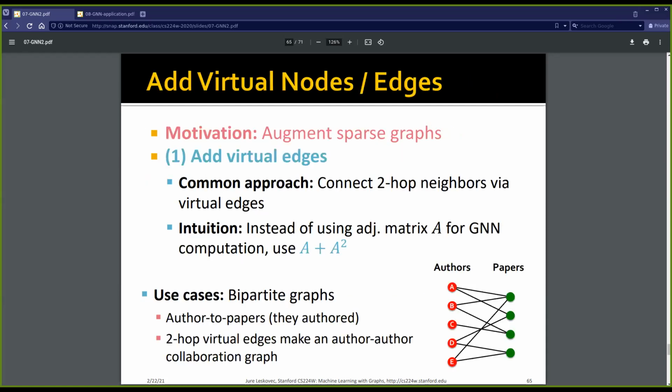Okay, moving on to structure augmentations, or general structure manipulation of a graph. If graphs are too sparse, we can add virtual edges. For example, we can add connections to 2-hop neighbors just by adding the squared adjacency matrix. This is also something we discussed previously: if you take the adjacency matrix to the kth power, then we have all the connections to the k-hop neighborhood.